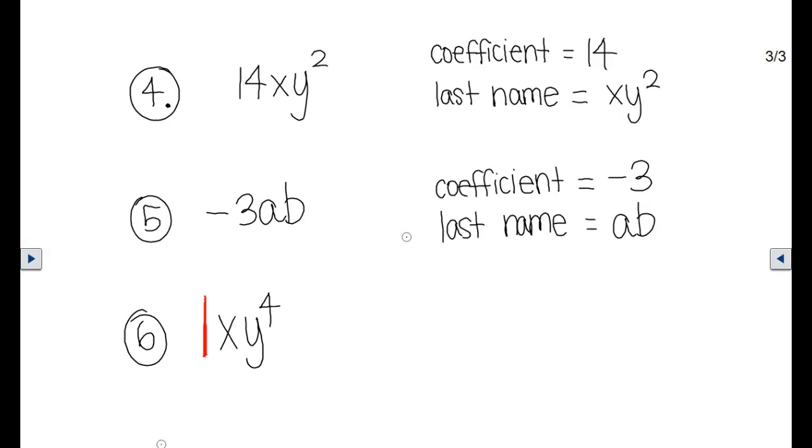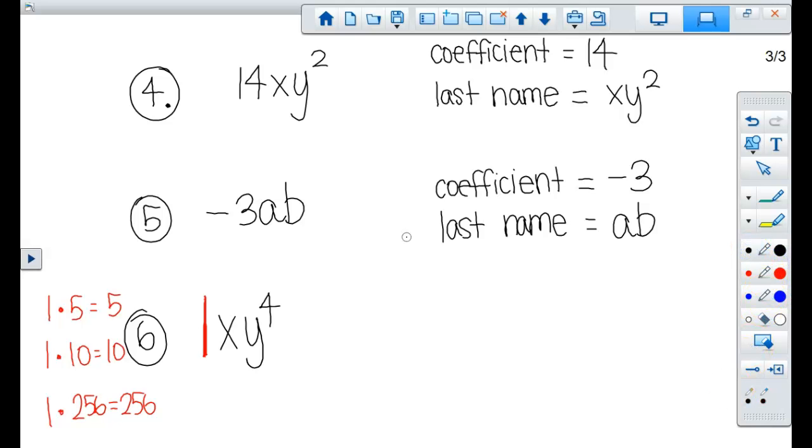Now why is it invisible? I want you to think for just a moment. What happens when we multiply 1 times something? What happens when we do 1 times 5? Or 1 times 10? Or 1 times 256? Well, what we know is that 1 times 5 is 5, that 1 times 10 is 10, that 1 times 256 is 256. So if we multiply 1 times something, it doesn't change it. So if I do 1 times xy to the 4th, it's just going to be xy to the 4th. It's not going to change it. So that's why that 1 is invisible, because multiplying things by 1 doesn't change them.